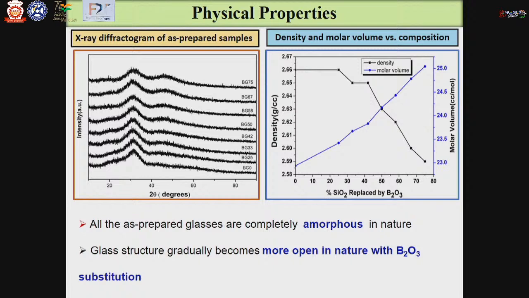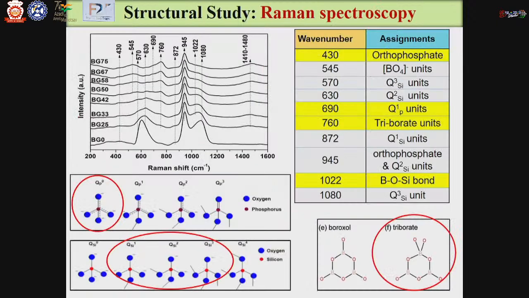If we look at the properties now, the physical properties, XRD confirms all the glasses were amorphous in nature. And the density and molar volume profile indicates that glass structure gradually becomes more open in nature with B2O3 substitution. That has some major implications on other properties I'll show later. And any properties of a material can be explained based on their structure. So in order to do so, we have done structural studies through Raman spectroscopy as well as solid state NMR spectroscopy.